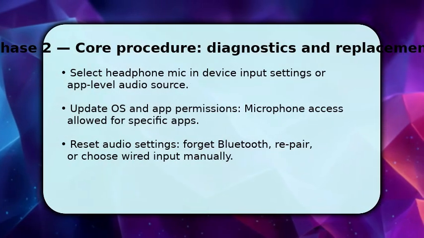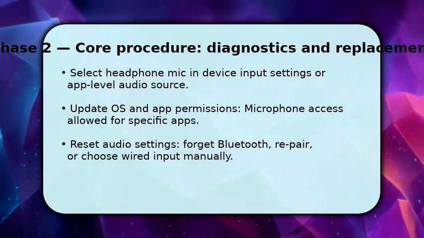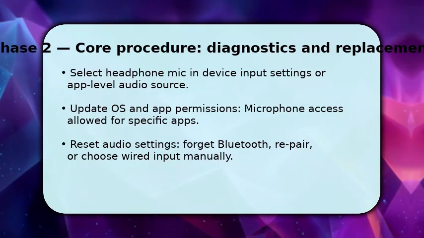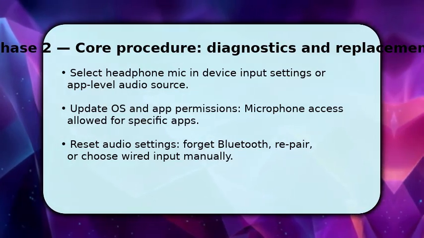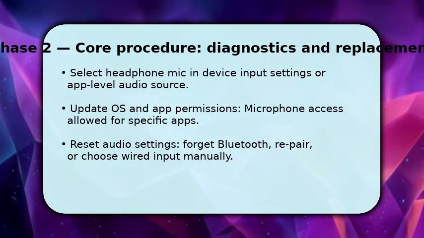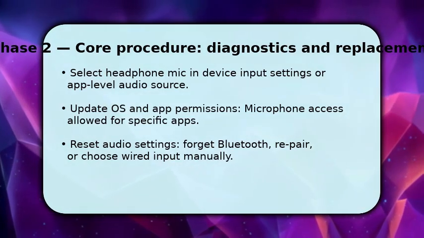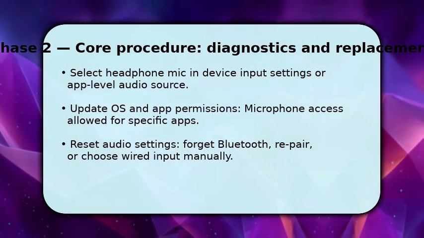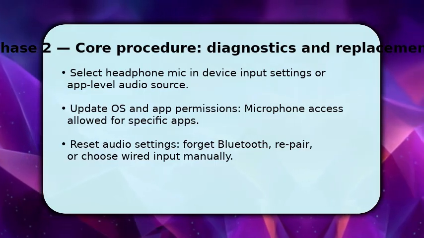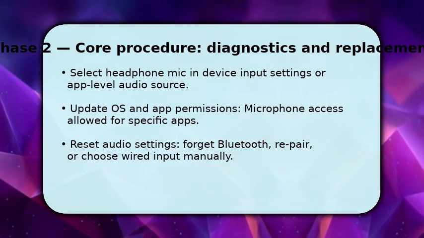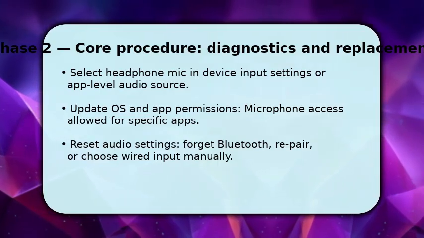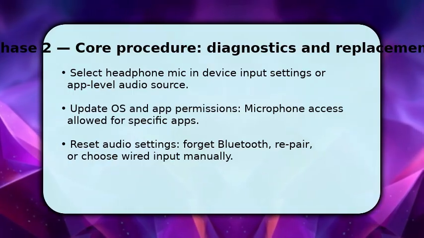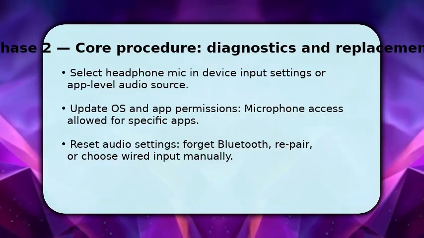Next, you address software. Open audio input settings and explicitly select the headphone mic as the input because devices sometimes default to internal mics. Then check microphone permissions for the app you use and update the operating system to remove known audio bugs. If Bluetooth is involved, forget the device and repair it to clear cached profiles. For wired connections, choose the external input in Sound Preferences. These steps resolve most routing or permission conflicts that silence a mic.